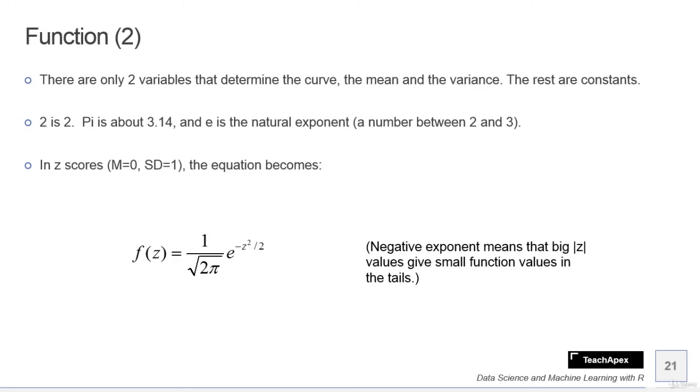In z scores, the mean equals 0 and the standard deviation equals 1, and the equation becomes this. It is the equation when we use the other form of the function, and we can apply the constant values, put in the values and use the function. The negative exponent means that big Z values give small function values in the tails. So here is another function of the normal distribution.